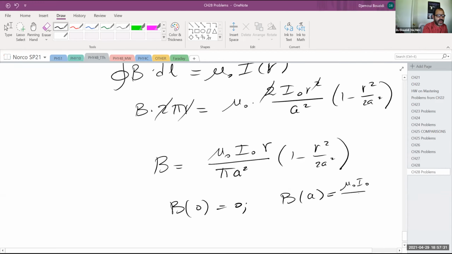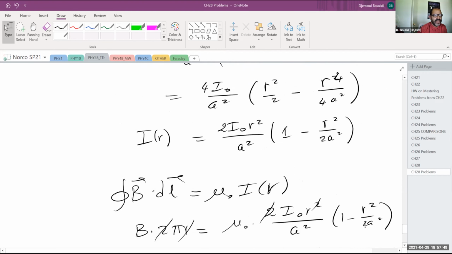A squared and a cancel, so I'm left with the pi times a, and I'm left with 1 minus 1 over, a squared over a squared, that's 1. So it's going to be equal to 1 minus 1/2, that's 1/2. So it's mu naught I naught divided by 2 pi a.